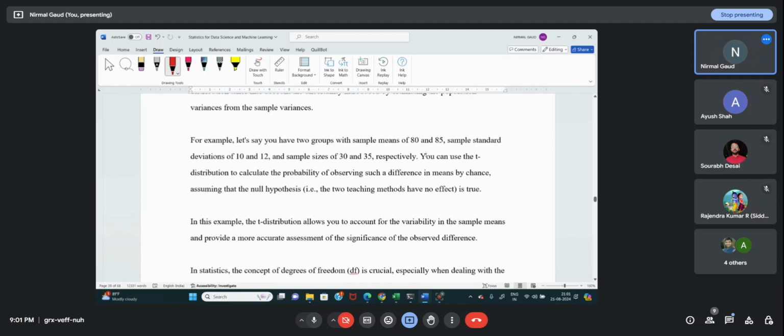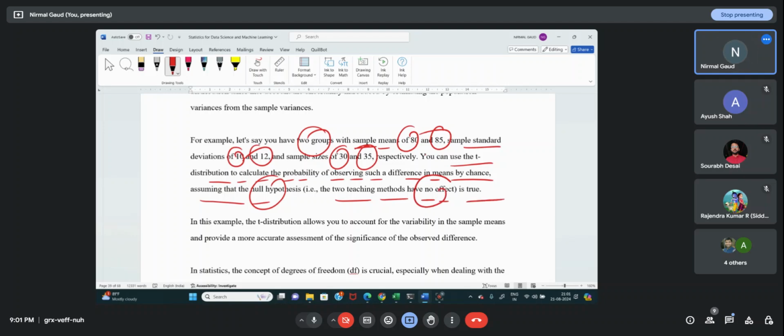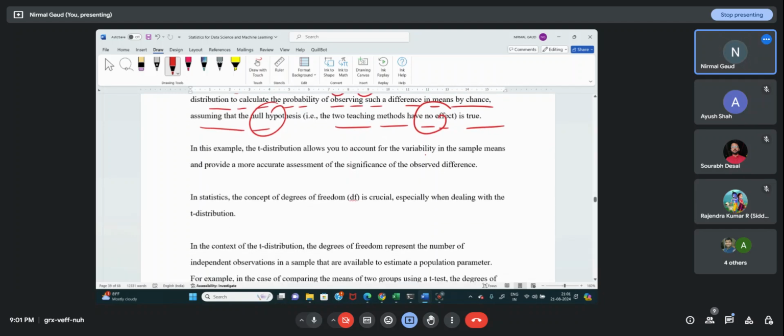Let me recap another example. If you have two groups with sample means 80 and 85, with standard deviations 10 and 12, and sample sizes of 30 and 35, we can use the t distribution to calculate probabilities such as the difference in means by chance, assuming the null hypothesis, that is, the two teaching methods have no effect. In this example, we are considering variability in the sample means, and that will provide an accurate assessment.